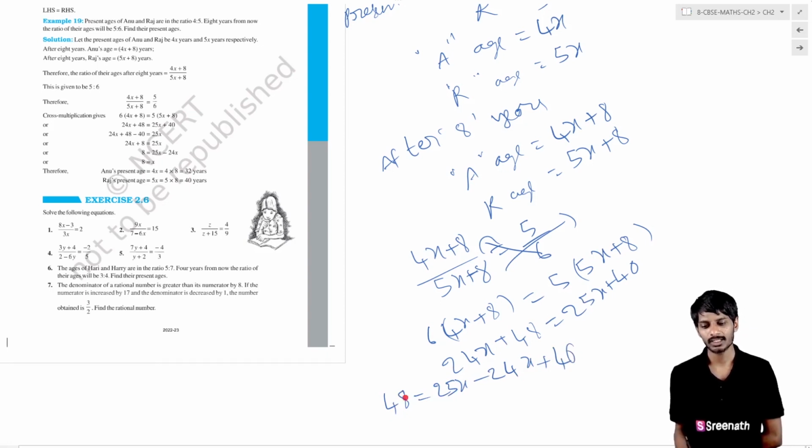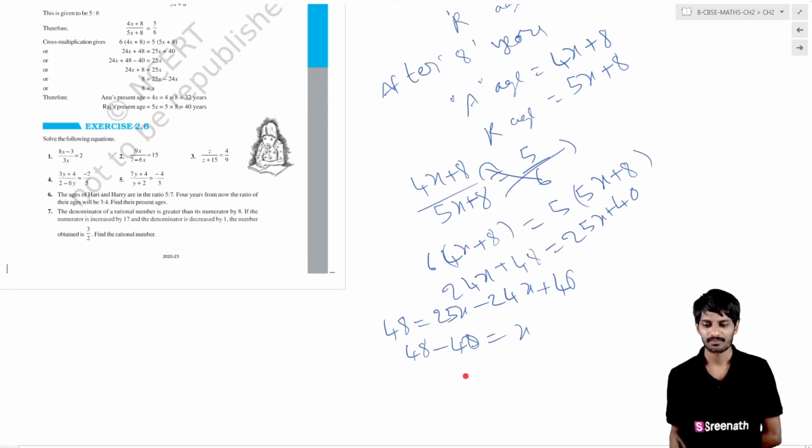You can take this 40 to this side. Why? Because it is adding, so it becomes subtracting. That is equal to 25 minus 24, which is x. So finally the answer is x equal to 8 minus 0, which is just 8. So this is the answer. This is the x value.